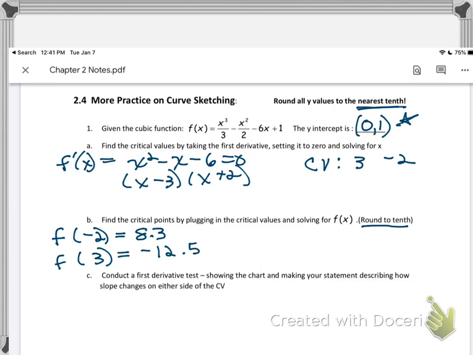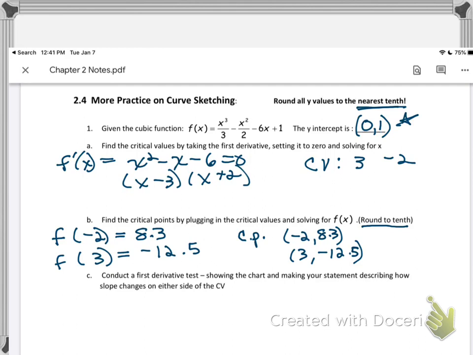So then you would report that your critical points, because points are x and y values, are going to be (negative 2, 8.3) and (3, negative 12.5). And that satisfies question B. So now we're going to go on to C.